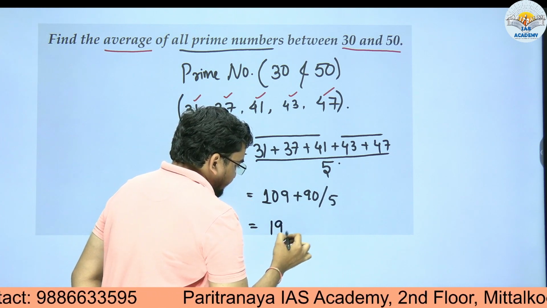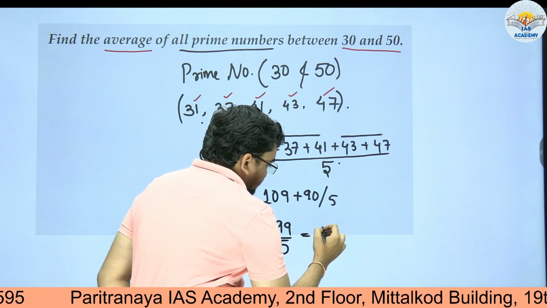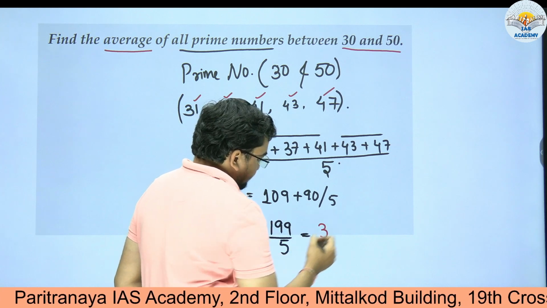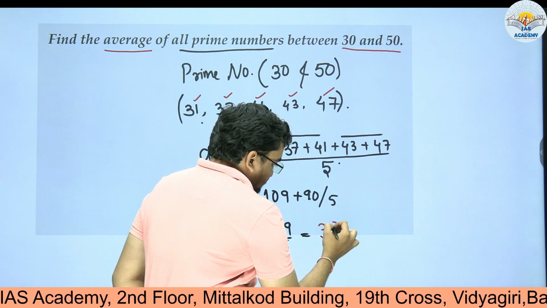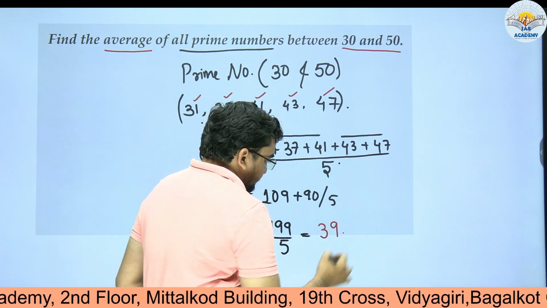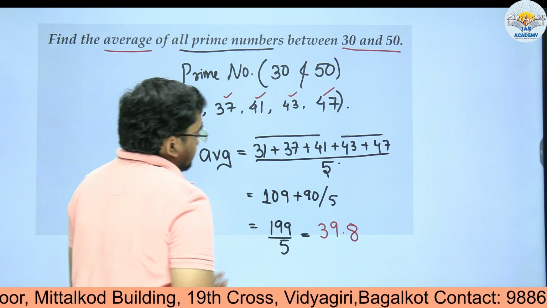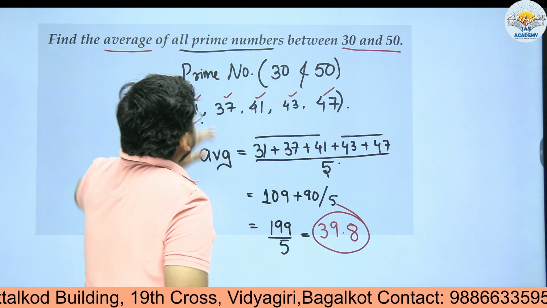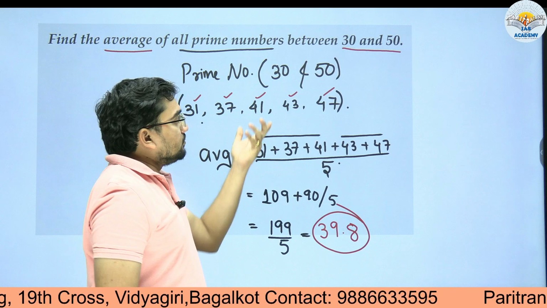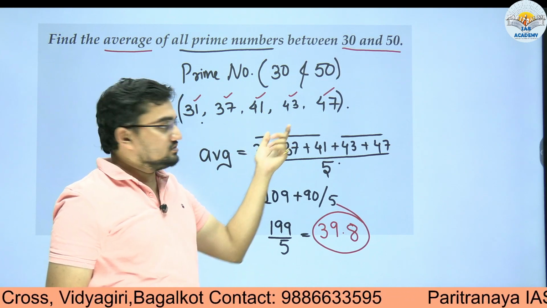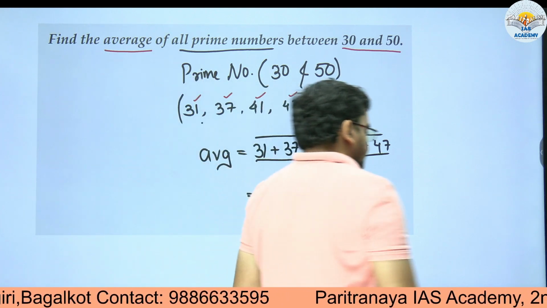Thus, 199 divided by 5 comes out to be 39.8 is the average of all prime numbers between 30 and 50. I hope now you understood how to derive the observations, then figure out what the average is. Fine. Let's go to the next question.